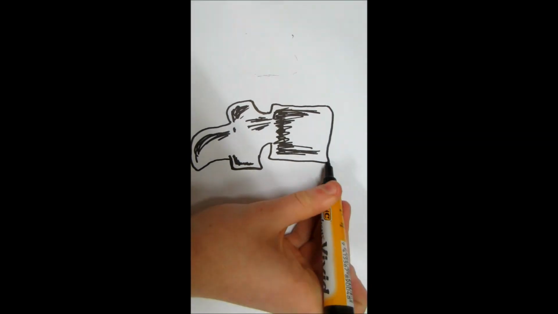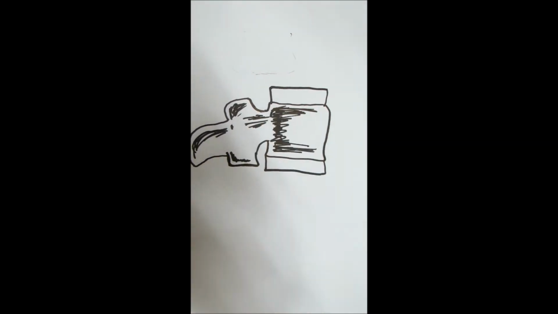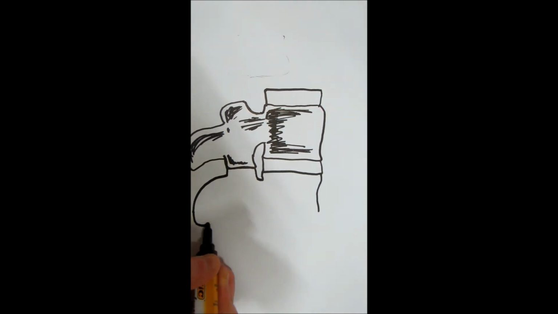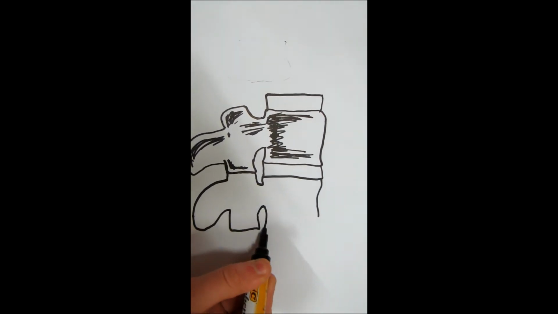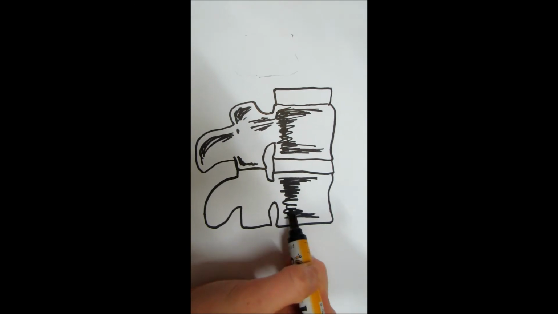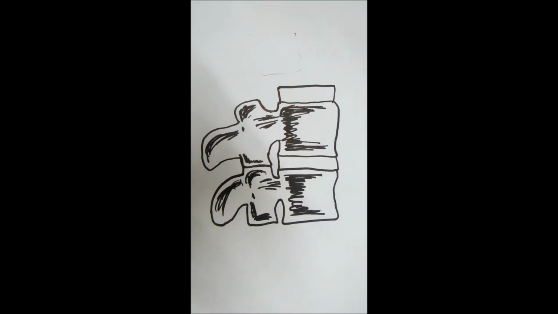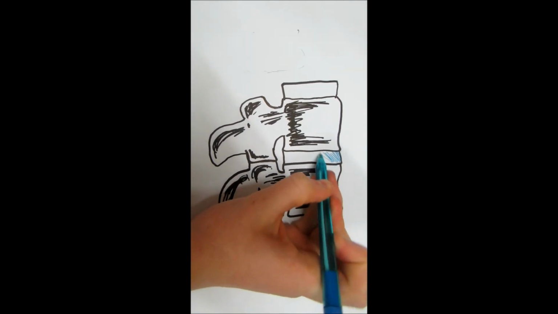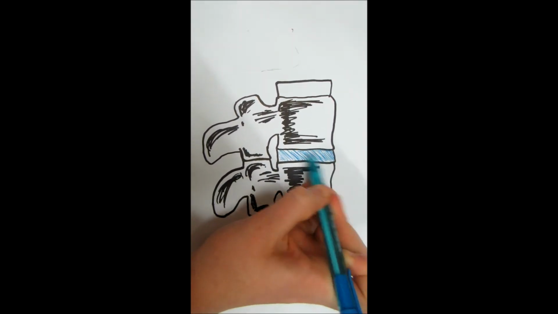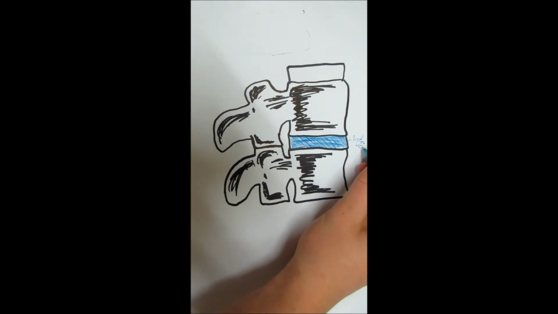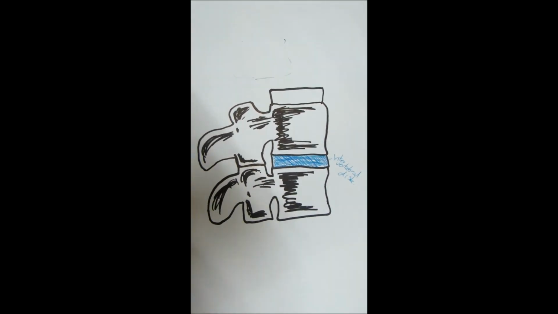Alright, so now we're looking at the vertebrae from the side view. You can see the spinous process kind of sticking out on the left there. And these little squares between the 2 vertebrae are the intervertebral discs. So I'm just going to colour in the disc here blue. There's also one on the top, as you can see. The discs are cushion-like pads that stop the bones from rubbing against each other.